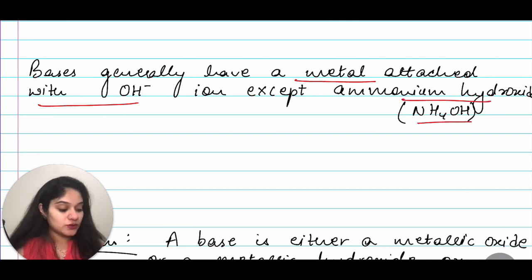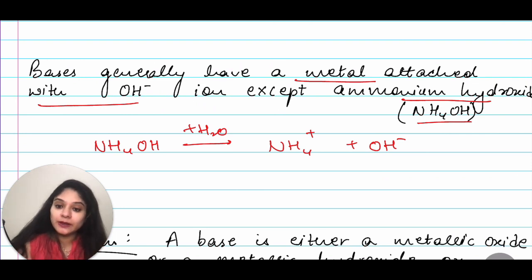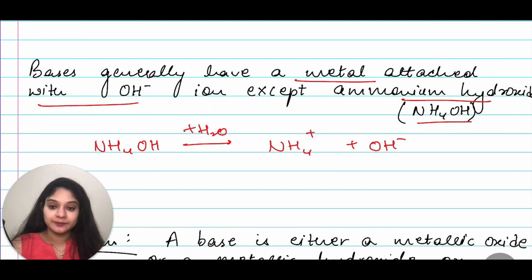Let's look at the equation for that. I have NH4OH and I add water to it. I'll get NH4 plus and OH negative ions. Okay, so this is a base, but it does not have a metal attached with the hydroxide ion. Now, this was the general basic definition that you have studied so far.